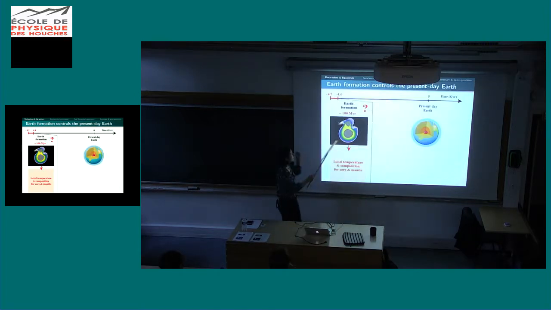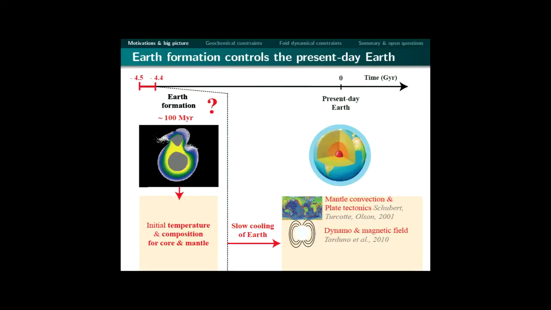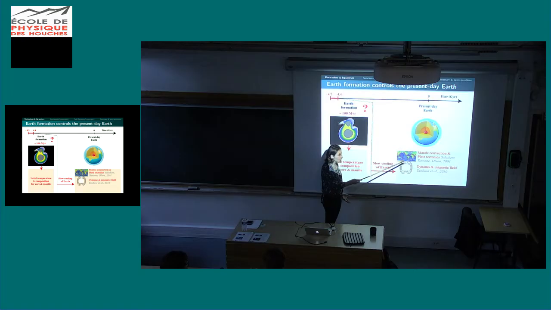Because this period of time determines the initial temperature and composition of the core and the mantle. The initial temperature of the mantle is going to control the convection in the mantle, and especially the early dynamics of the mantle that Mathieu talked about this morning. It will also control the powering of the geodynamo. So if you want to understand the dynamics of the Earth today, you need to understand what happened during the formation of the Earth.